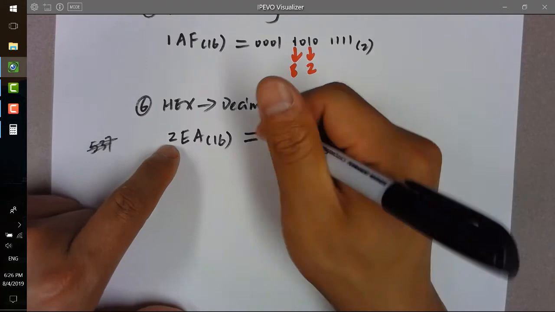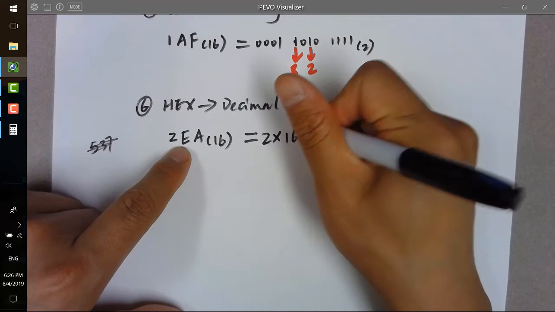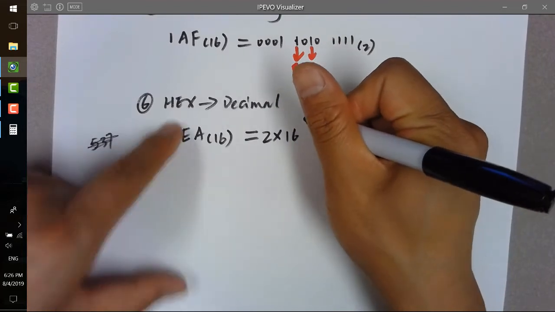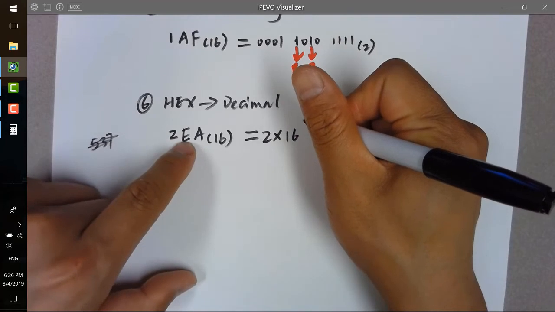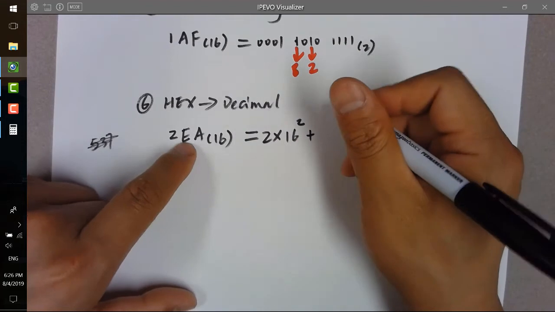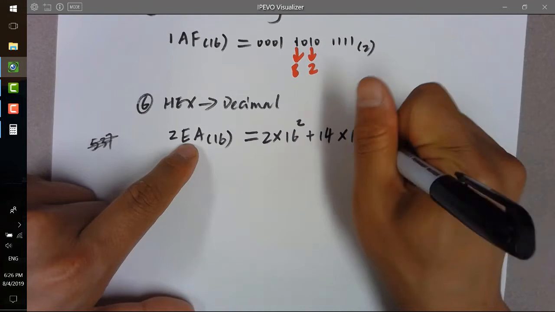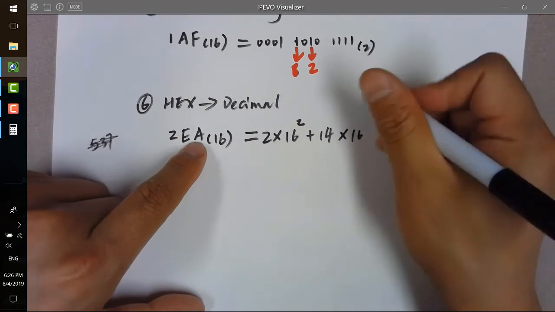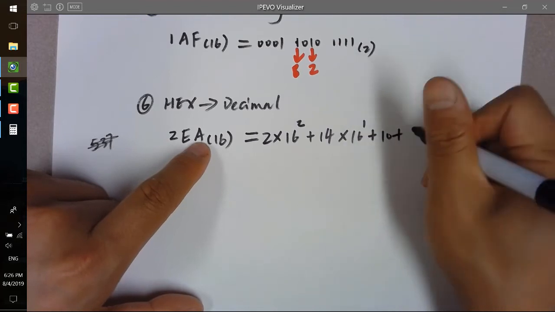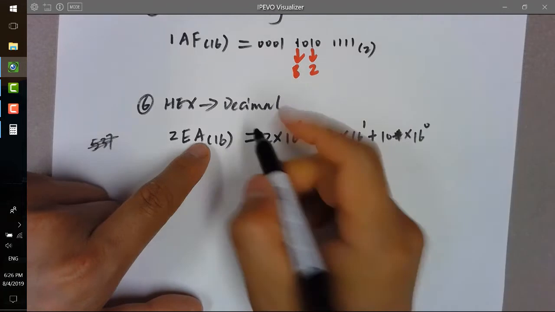2 here is not 2. It is 2 times 16 to the power of, so after this digit, you have 2 digits here, right? So 1, 2, so 16 to the power of 2, plus E. We know E is 14 in hex. It's going to be 14 times 16 to the power of 1, and then A is 10. So A times 16 to the power of 0, right?